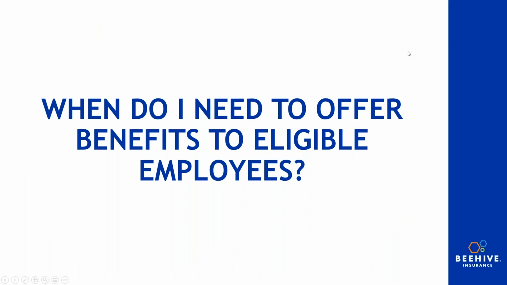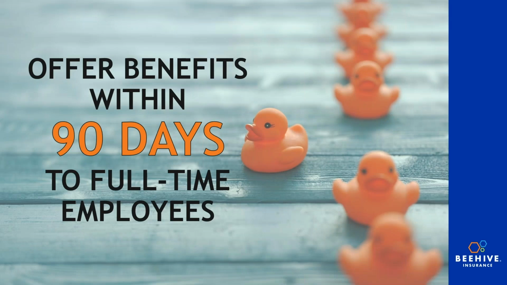Now let's look at when you need to offer benefits to eligible employees, because we know as employers that you don't need to offer benefits right from the start. You have a little bit of a waiting period. So in general, you need to offer benefits within 90 days to full-time employees. These are our ducks. You, of course, can offer benefits sooner, and we do recommend offering them a little bit sooner, but this waiting period can help you as an employer to have time to administer the benefits and ensure that the employee actually is working and acting like a full-time employee.